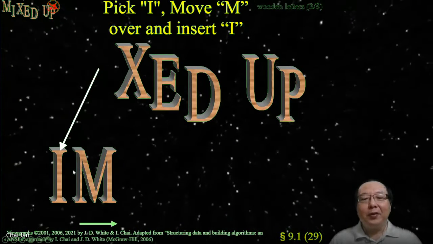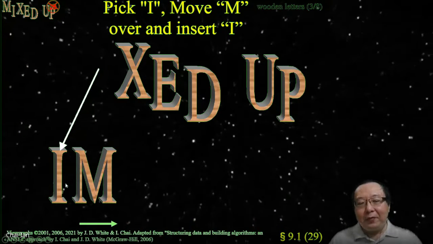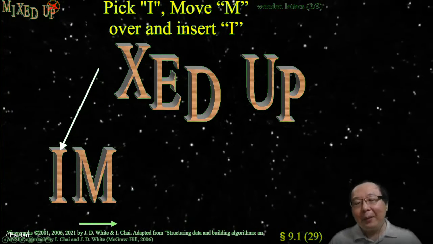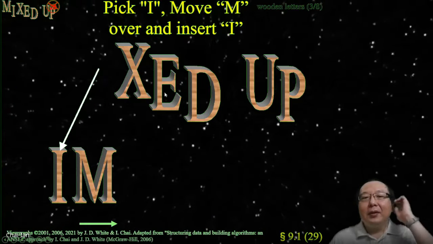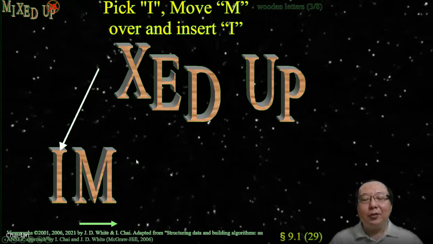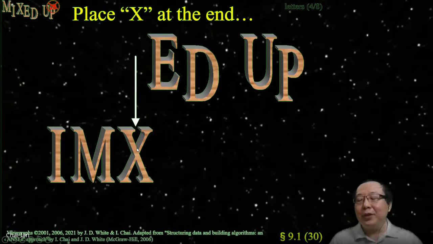So you see it goes before the M. So we have to insert it before the M. That means you have to copy M up a bit. And then we want to put the X. Where does it go? It should go at the end, so we don't have to copy. We just put it at the end.